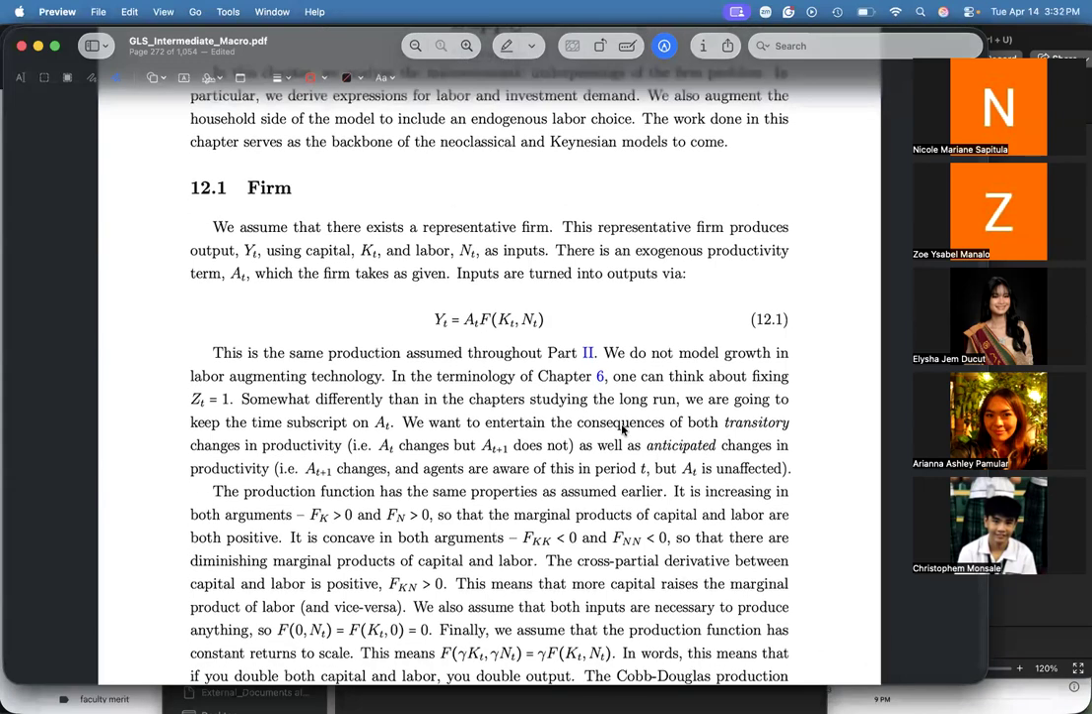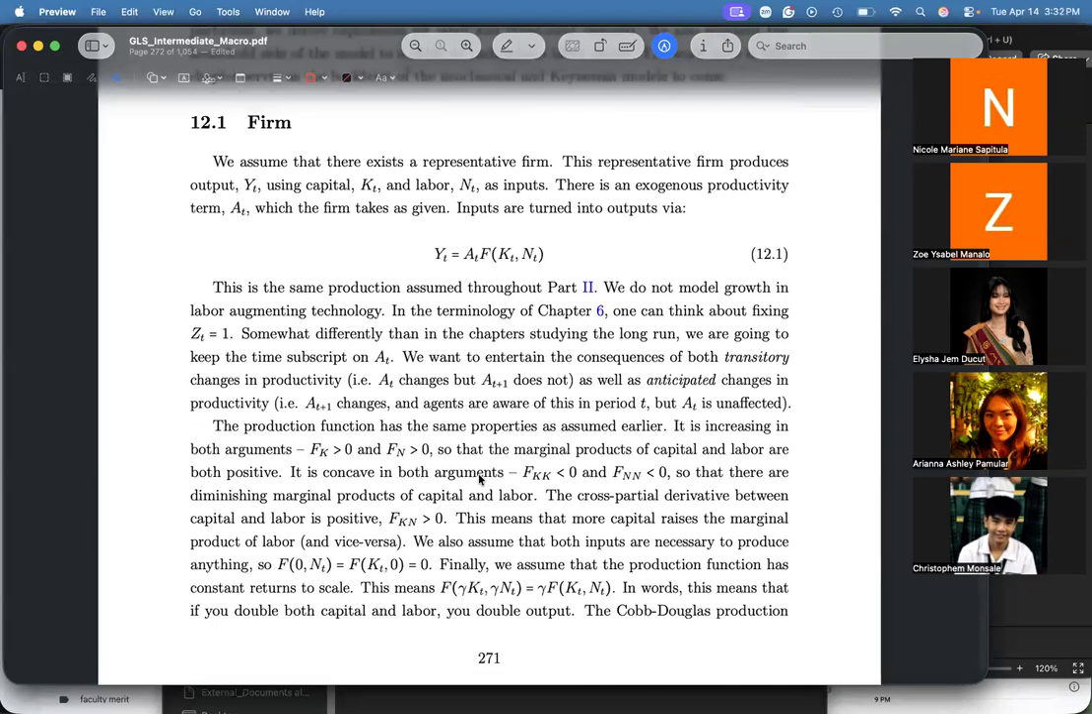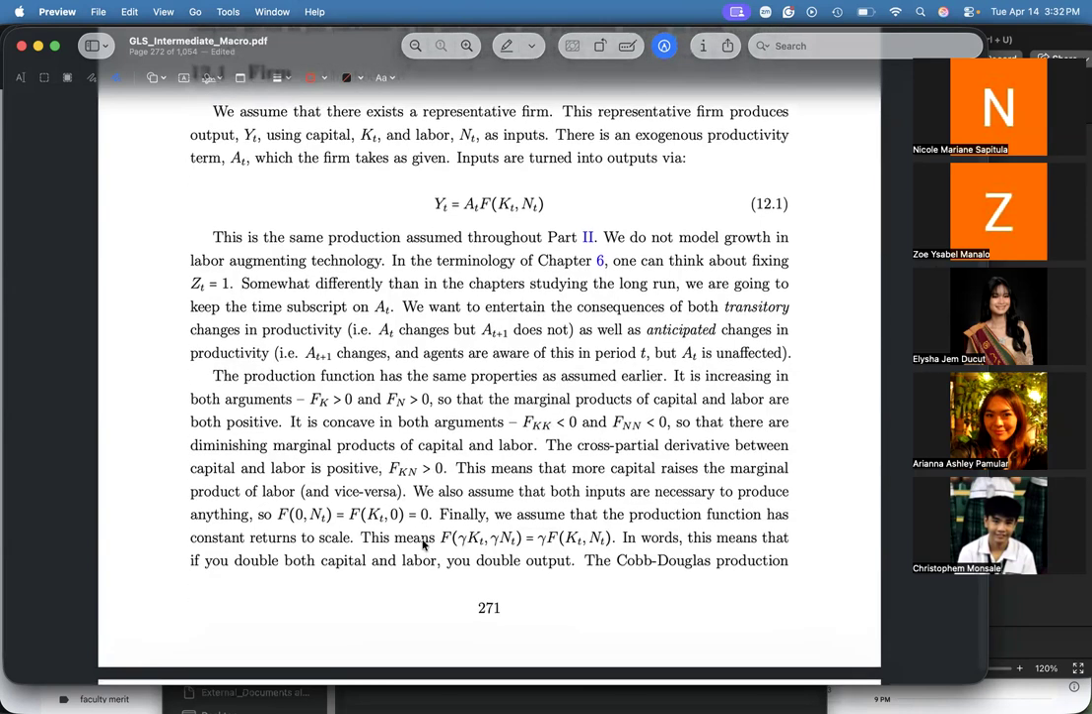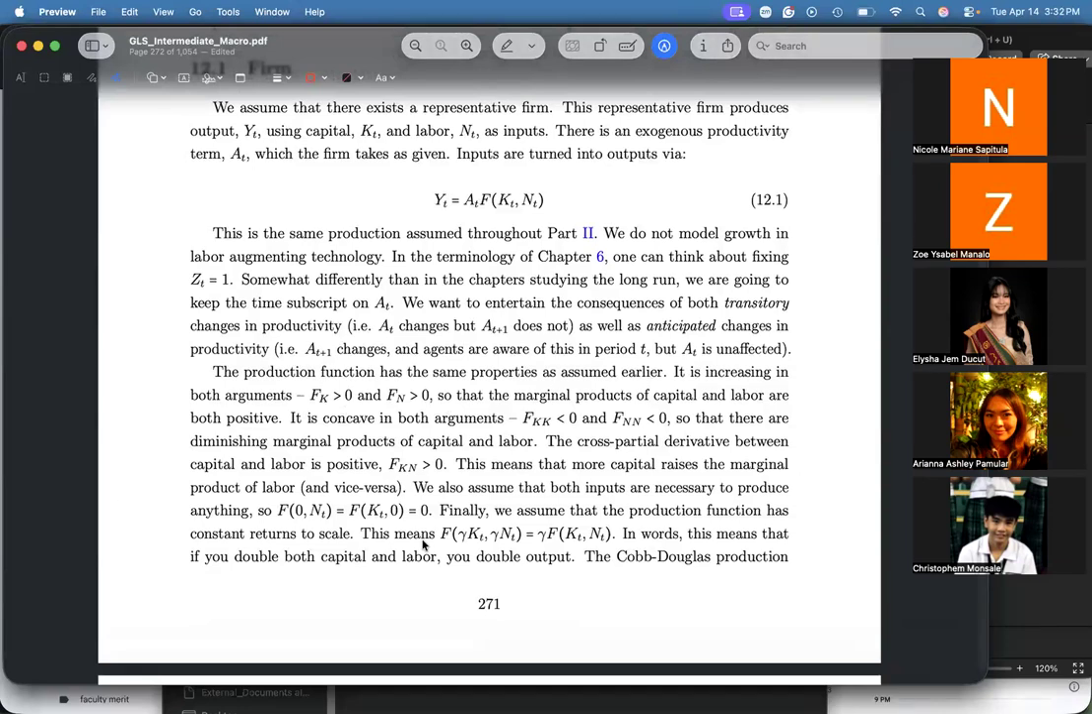Okay. Now, let's do 12.1. A lot of this should be a review. You've seen a lot of this before. This is your production function here. It's CRS, constant returns to scale. We've seen that before. You have these first derivatives here, which are positive, and you have the second derivatives, which are negative. Okay. You have the cross derivative, which is positive. This means that more capital raises the marginal product of labor and vice versa. So all of these are the Solow assumptions also for the production function.